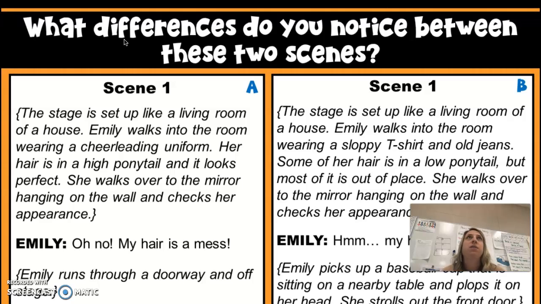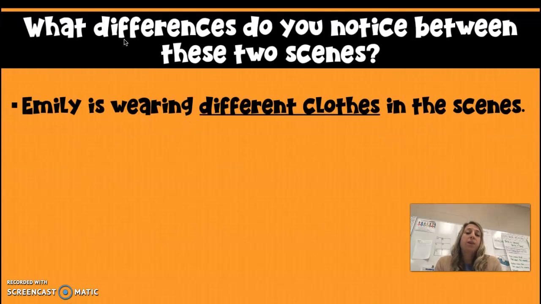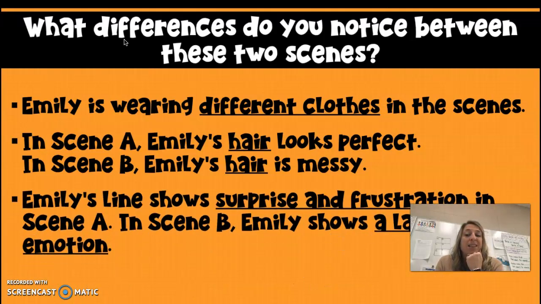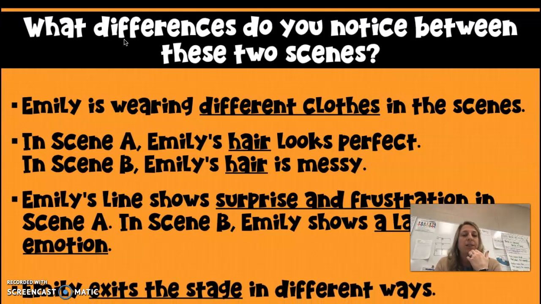If the question was, from the stage directions, you can infer that Emily feels how about herself, or how does Emily feel about her hair? Well, if I just said she likes it messy and this was the story from task card A, then I would be wrong because she does care. But in B, she doesn't care because the stage directions told me so. So that's why I want you to notice how important it is. She's wearing different clothes. Her hair's perfect, and then in scene B, it's messy. And Emily's line shows surprise and frustration in A, but in B, she doesn't have emotions like, I don't care, whatever. And she exits the stage in different ways.